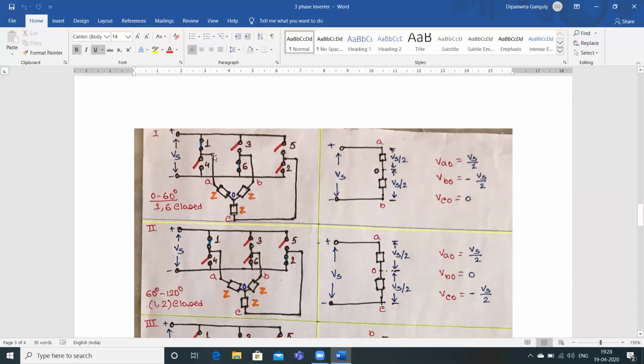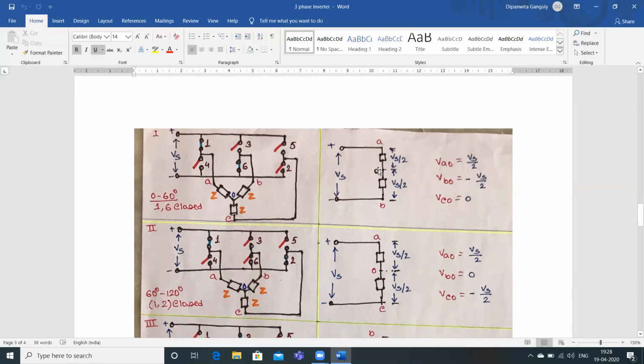Phase A is connected with the positive terminal of the voltage source via switch 1 because switch 1 is closed. Phase B is connected with the negative terminal via switch 6 because switch 6 is on, and phase C is not connected with the input voltage source. So this circuit we can represent as this, where this is my DC voltage source and phase A is connected with the positive terminal.